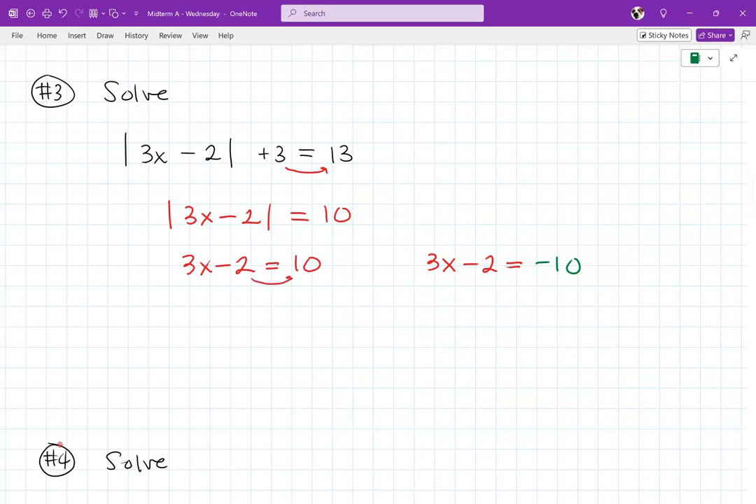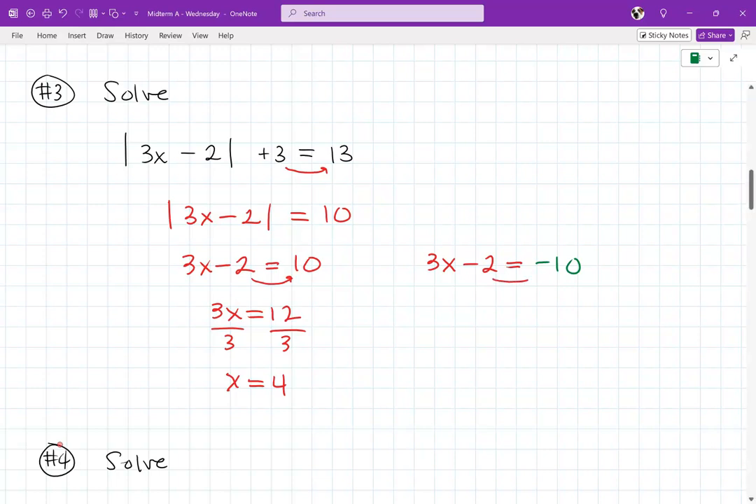So I'm going to add 2 here. So that gives me 3x equals 12. And if I divide both sides by 3, I get that x is equal to 4. So that's one answer. Now I'm going to do the same thing with the other side.